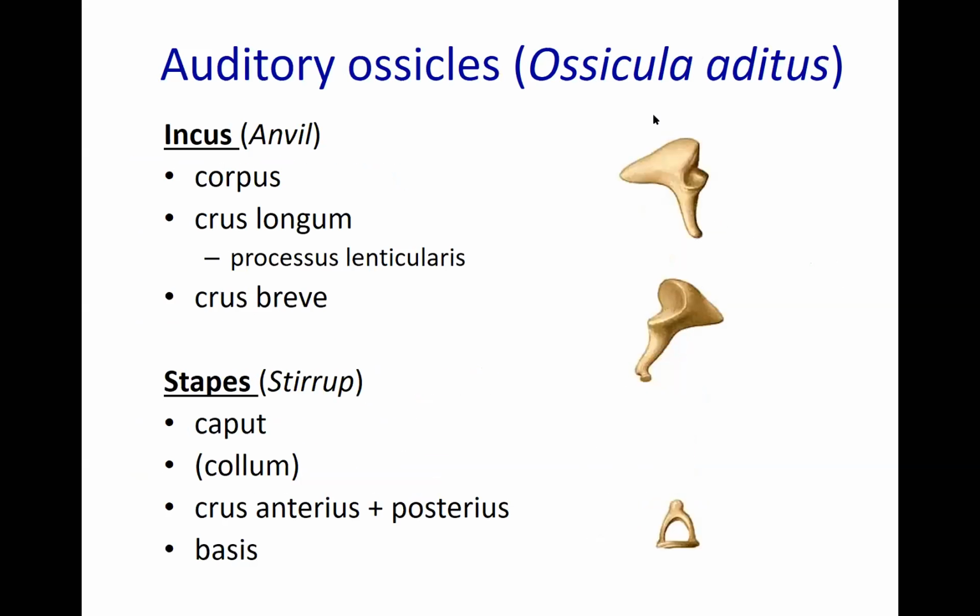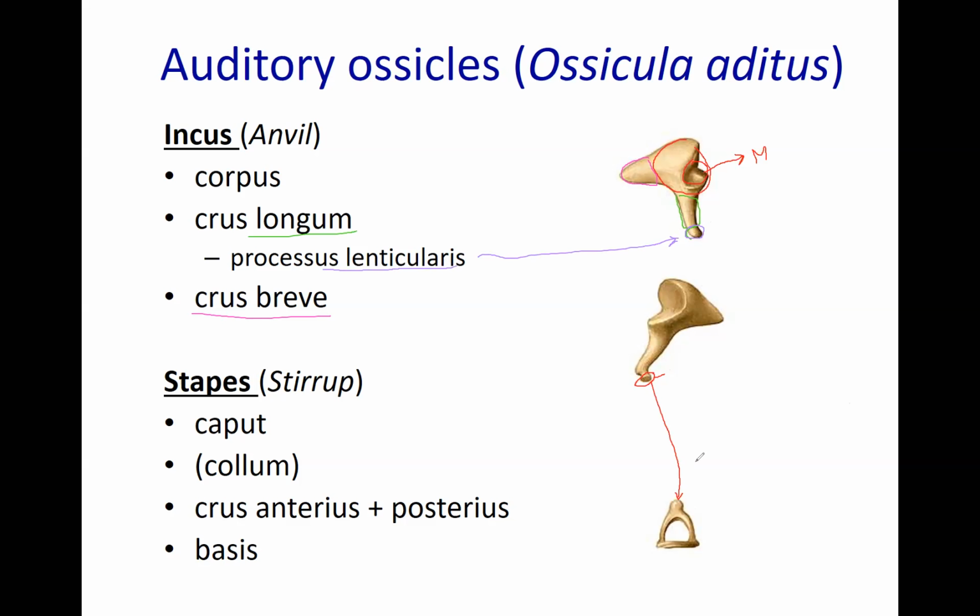The other one is called anvil or incus, and it has a body, which is this one, with the articular surface for the malleus. And then there are two limbs, a short limb, which is thick, yeah? And a long limb, which is thin. And at the end is another small process, similar to a small lens, so the lenticular process, yeah? And the lenticular process has an articular surface for the head of the stapes.